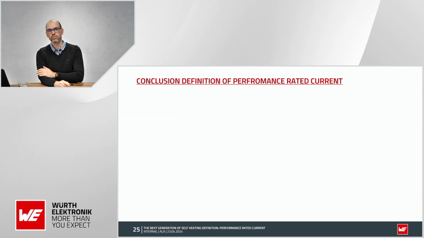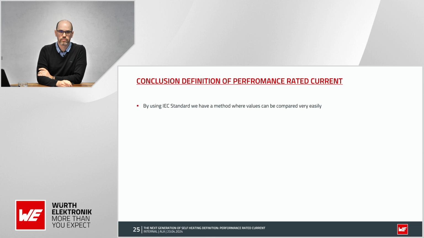So then, the conclusion of the definition of performance rated current overall. By using the IEC standard, we have a method to compare values very easily. It's not necessary to read the fine print at the end of the data sheet. Just check what kind of classification has been used, and then it can be very easily compared.